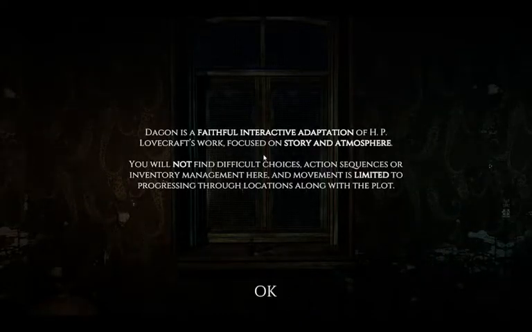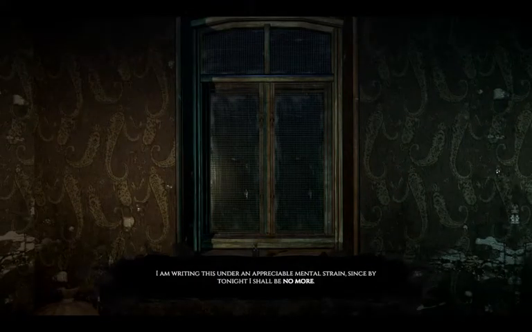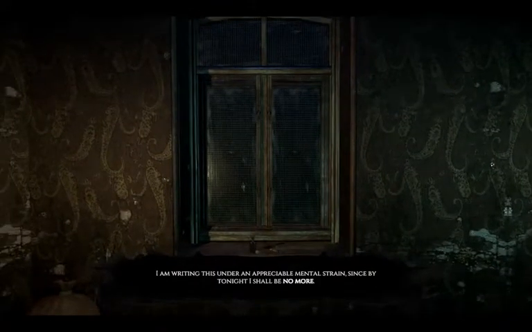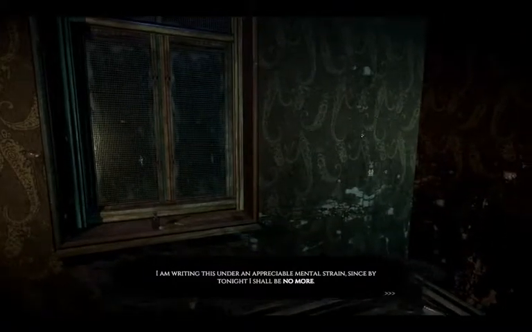Dagon is a faithful interactive adaptation of H.P. Lovecraft's work, focused on story and atmosphere. You will not find difficult choices, action sequences, or inventory management here, and movement is limited to progressing through locations along with the plot. I am writing this under an appreciable mental strain, since by tonight I shall be no more.